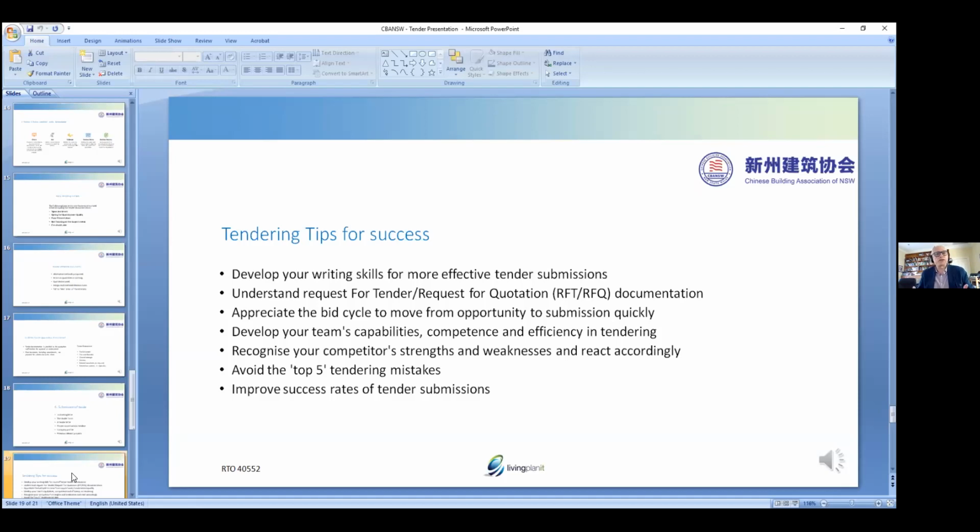What are your strengths? It might be that you've got a very good reputation for delivering all your projects on time. That might be one of your major strengths. And that might be a critical aspect for the client, okay?